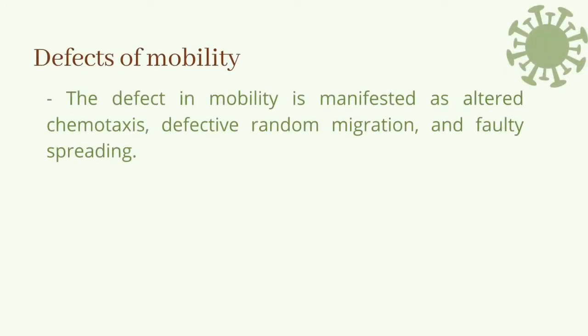Defects of motility. The defect in motility is manifested as altered chemotaxis, defective random migration, and faulty spreading. Leukocyte adhesion deficiency type 1 results from mutations in the adhesion molecules on neutrophils, leading to an inability of these cells to leave the circulation. This leads to high peripheral blood leukocyte counts, recurrent bacterial cutaneous, pulmonary, and skin infections, and poor wound healing.